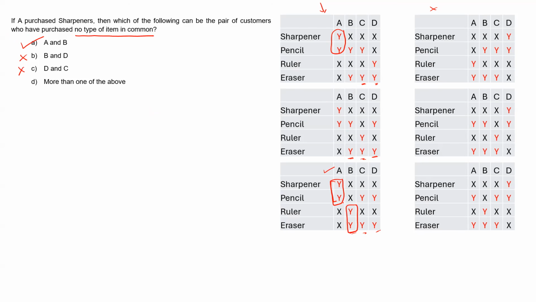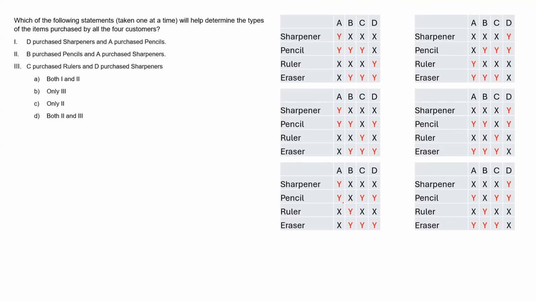So that's the first question. So let's look at the next one. Which of the following statements taken one at a time will help determine the types of item purchased by all the 4 customers? Which means to say, out of the 6 cases, using which one can I eliminate the rest of the cases and say, this is the only case which is possible? So D purchased sharpeners and A purchased pencils. Let's check that. D purchased sharpeners and A purchased pencil is one case, and the other one is this case. So definitely one is not possible because there are 2 cases for this.